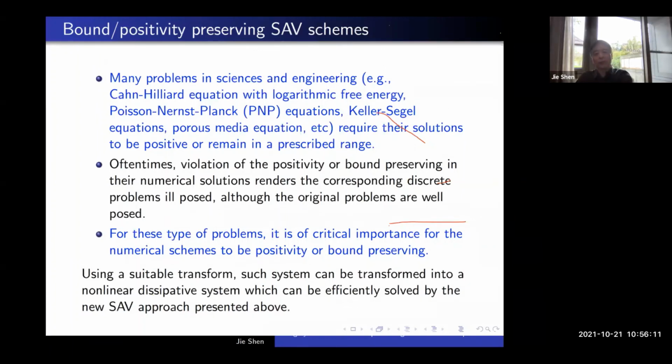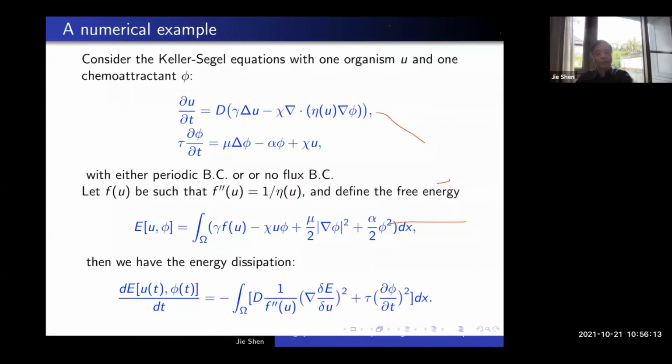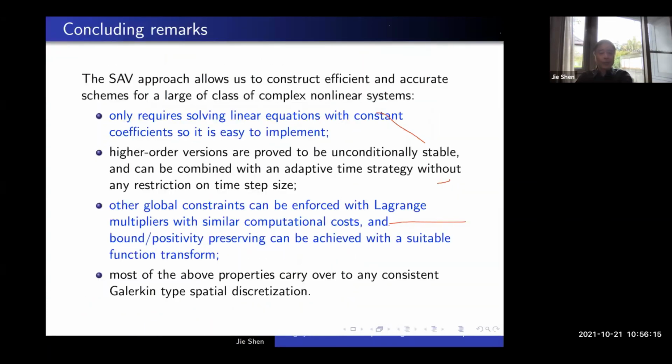This requires another lecture. So I'm going to conclude. We presented the SAV approach, which allows us to construct efficient and accurate schemes for a large class of complex nonlinear systems. The good thing is that it only requires solving linear equations with constant coefficients. So it's very easy to implement.